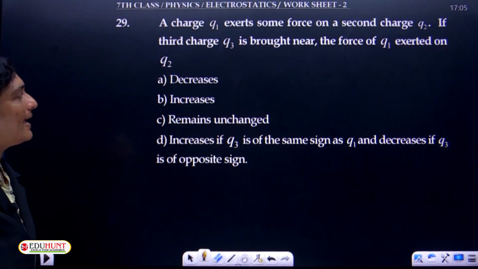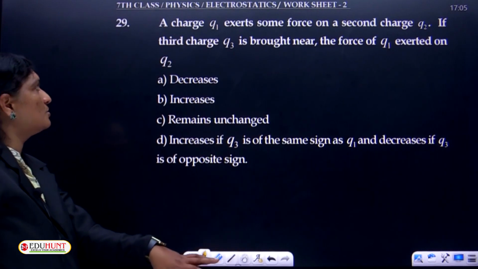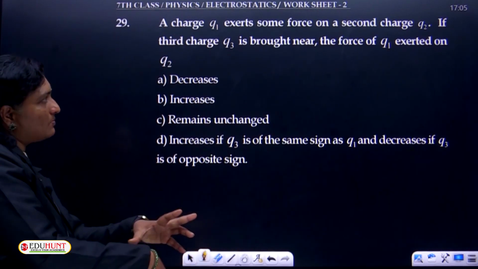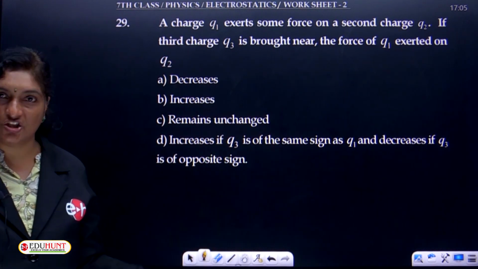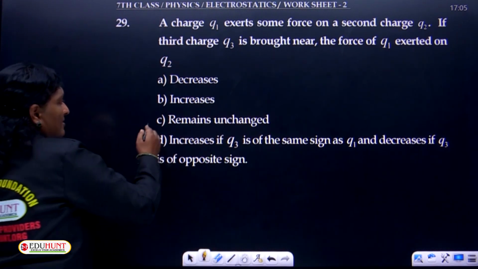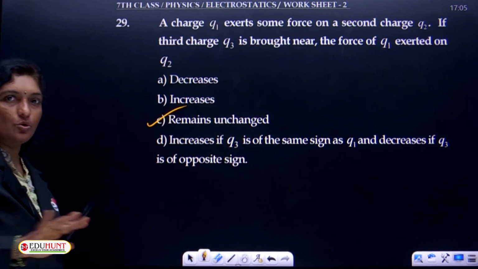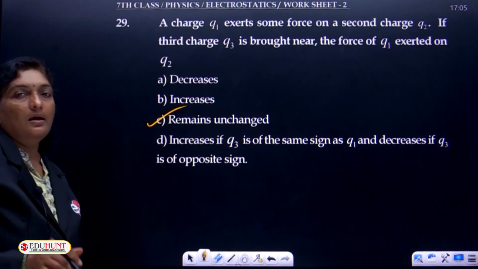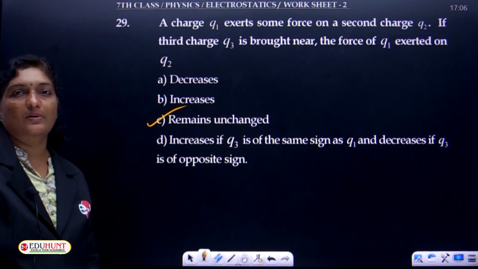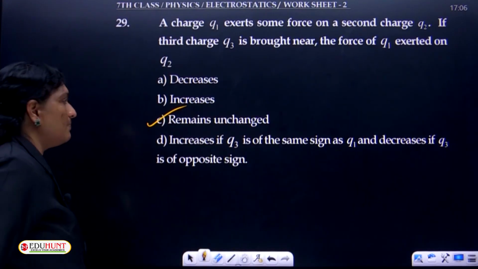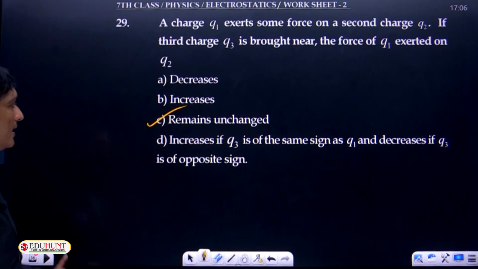The charge Q1 exerts some force on a second charge Q2. If a third charge Q3 is brought nearer, the force of Q1 exerted on Q2 remains unchanged. So this also we have discussed in the previous concept. There is no effect. The presence of a third charge does not affect the force between the first two charges, which was discussed in the previous numericals. Hence, the third option.